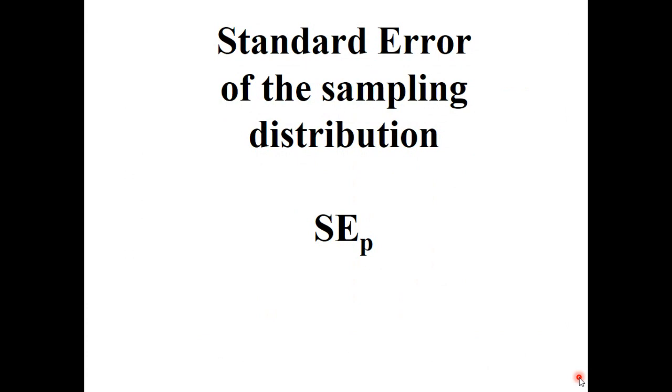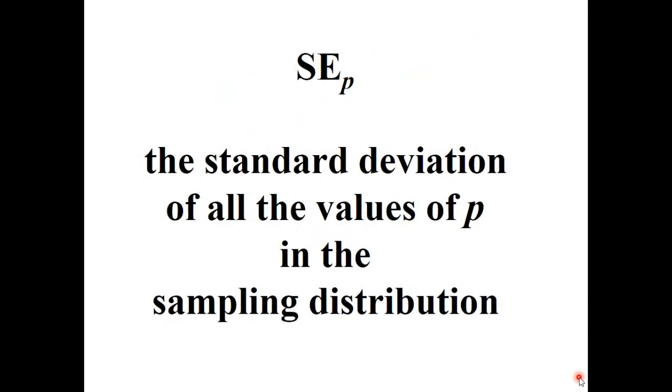Next, let's talk about the standard error of the sampling distribution. Its symbol is shown here. Capital letters SE with a small subscript p. This symbol is read as the standard error of p. Now, this is another case of a very long name for a very simple idea. The standard error of p is simply the standard deviation of all the values of p in the sampling distribution.